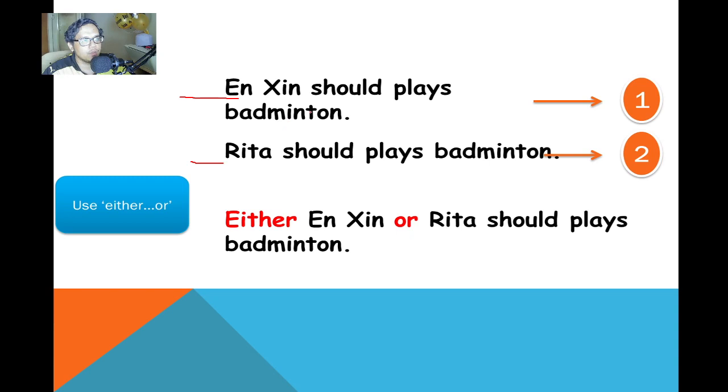I show you. Over here, should play badminton, should play badminton. So, what you need to do is, for this one, you should cut the first sentence. Because why? Should play badminton is the same as this one. So, you cut it. So, it will be either Eun Sin or Rita should play badminton. If the subject in front is not the same, 不一样, you erase the same one after that. Either Eun Sin or Rita should play badminton. Can understand?